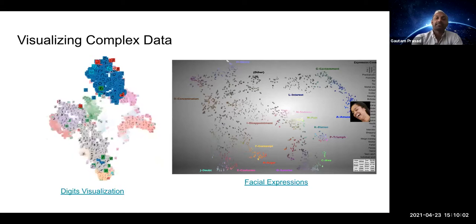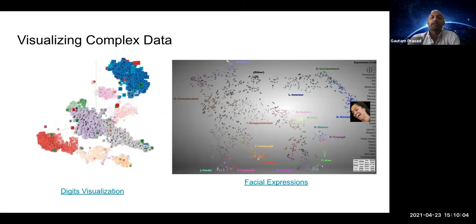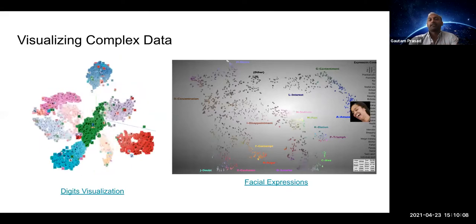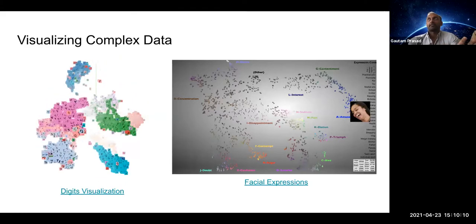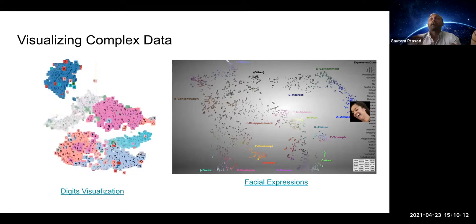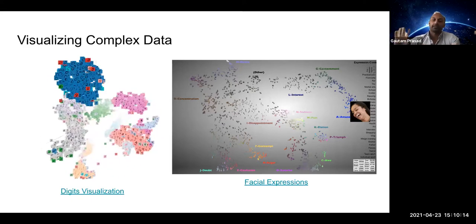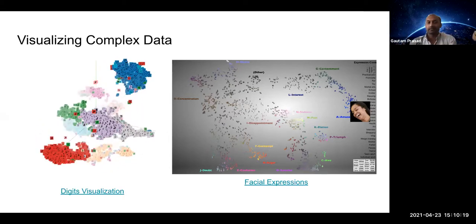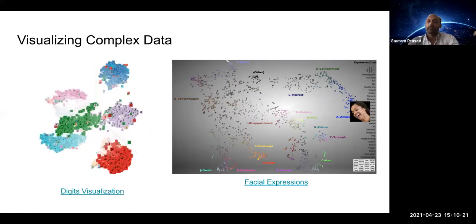And on the right is actually a paper we worked on at Google where we use a technique called t-SNE to project the range of facial expressions around the world onto a two-dimensional space so you can understand how each of them relates to one another and how separate they are.